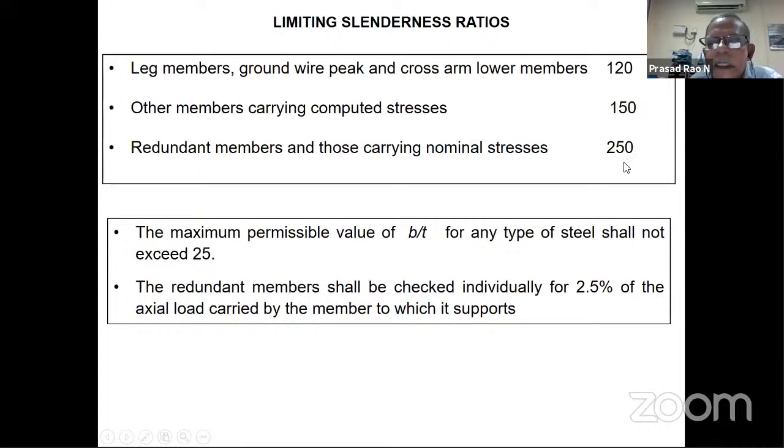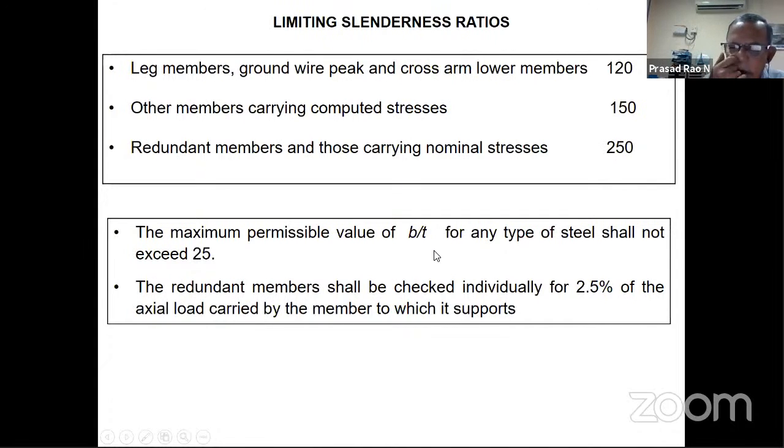And the secondary bracing is designed based on an L/R limitation of 250, and at the same time that bracing has to be checked for 2.5% of the axial force in the main bracing which it is supporting. In some cases, it crosses 2.5%, and comes to 3 to 4%. Normally, the secondary bracings are mostly not modeled in the analysis, and they are designed by using the 250 L/R limitation. At the same time, the main bracing members or main leg members which these secondary bracings are supporting, the secondary bracing should have sufficient stiffness relative to the main bracing members, else it will not be useful. The maximum permissible value of B by T is around 25.